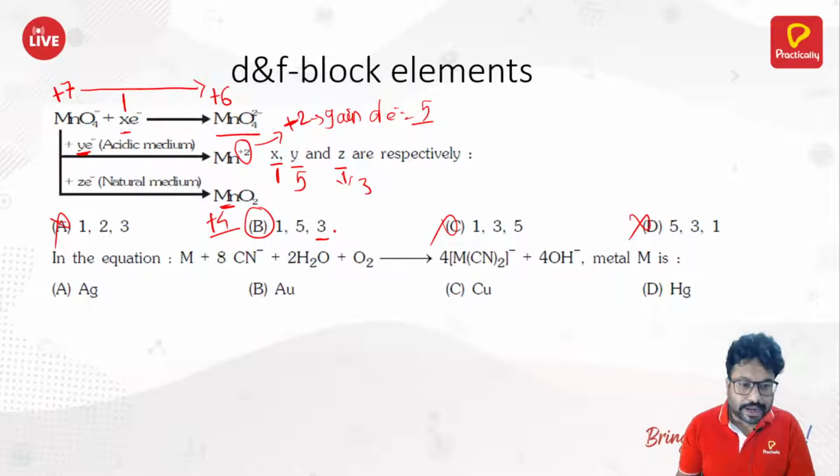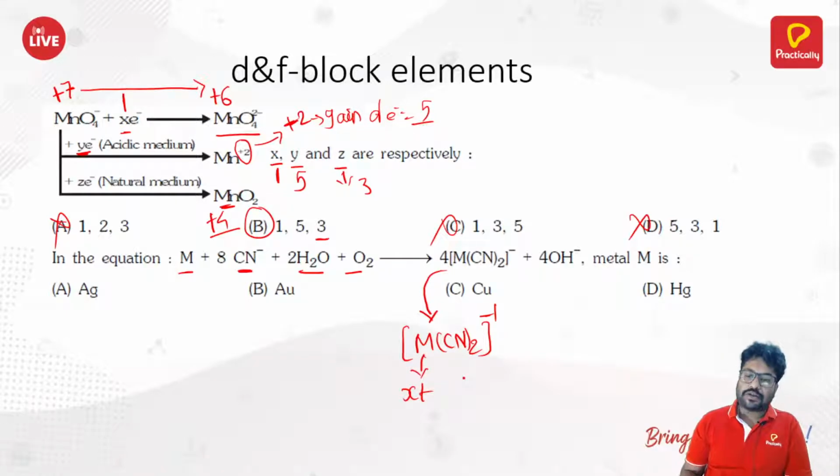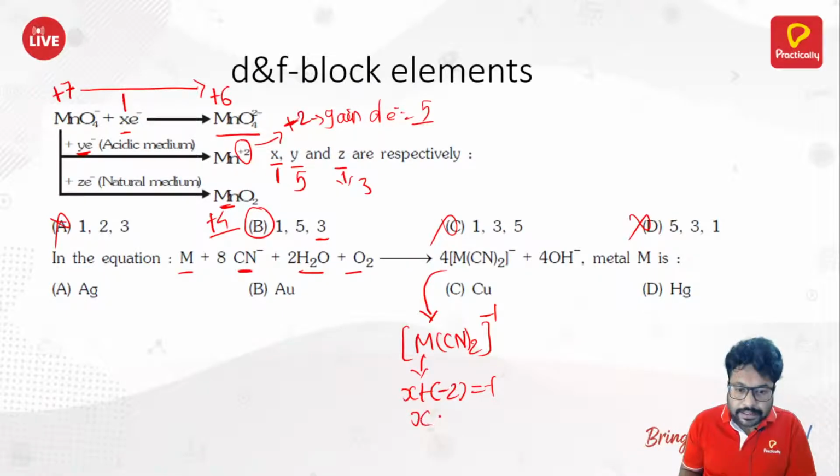Okay, moving ahead. In the equation, M reacts with 8 moles of cyanide and 2 H2O2 to give you this compound. If you look at this compound, what is the oxidation state of your metal here? It is M(CN)2 with 1 minus charge. Suppose it is X, we don't know. Charge on cyanide is -1. There are 2 cyanide, right? X - 2 = -1, so X is equal to -1 + 2, which is 1. Therefore, the oxidation state of your metal must be +1.